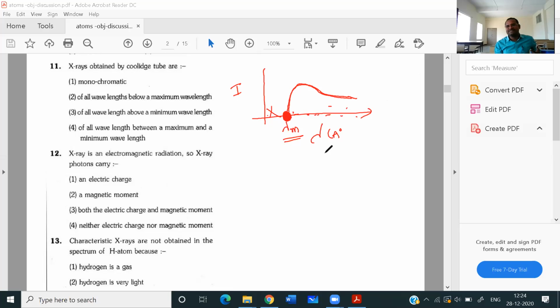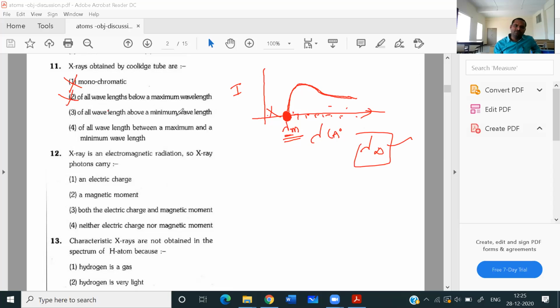Monochromatic means same frequency, same wavelength. The first option says monochromatic, so wrong. X-rays obtained by Coolidge tube are monochromatic is wrong, because they will have a range of different wavelengths. Next, option 2: all the wavelengths below the maximum wavelength. The maximum wavelength will be infinity for X-rays, and the minimum wavelength will be a certain value. So this is a wrong option. It is not giving clear information about the wavelength of X-rays.